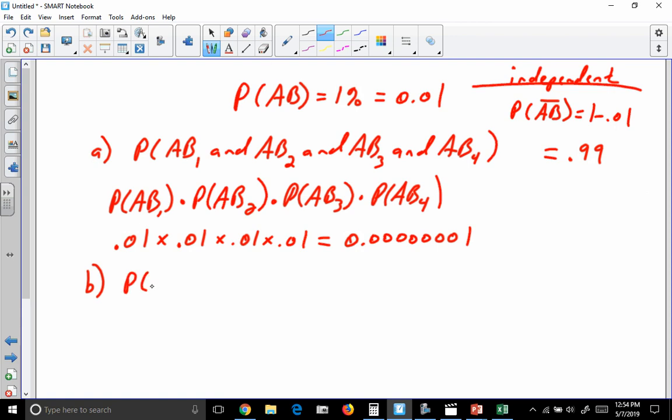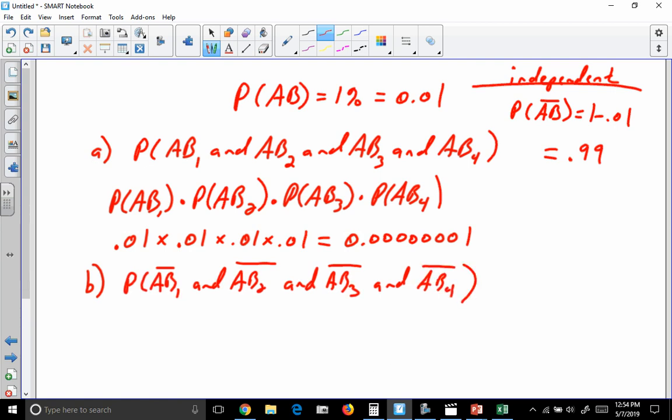So the probability that the first person does not have AB blood and the second person does not have AB blood and the third person does not have AB blood and the fourth person does not have AB blood. So these are also independent. What type of blood one person has, if they're not related, is not impacted by another person. So since these are independent, we just multiply each of these probabilities together.